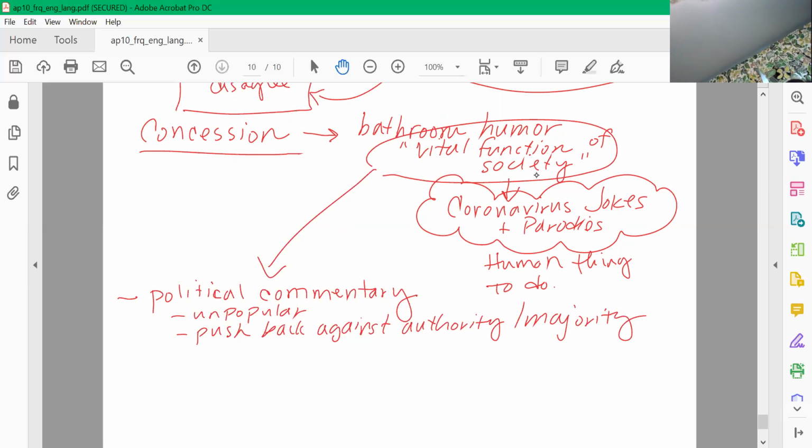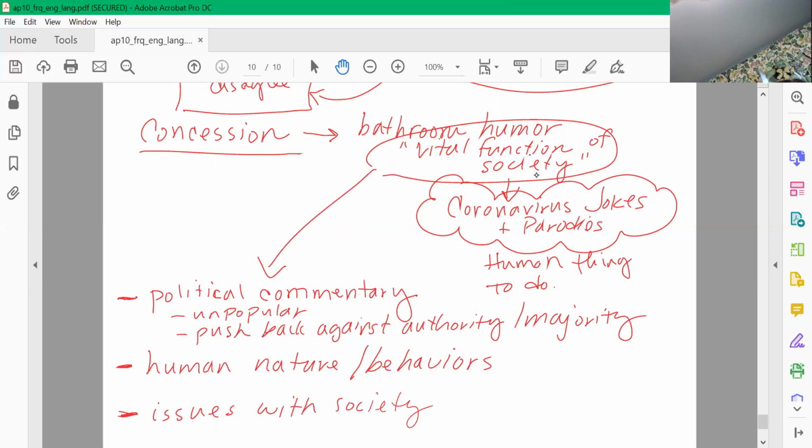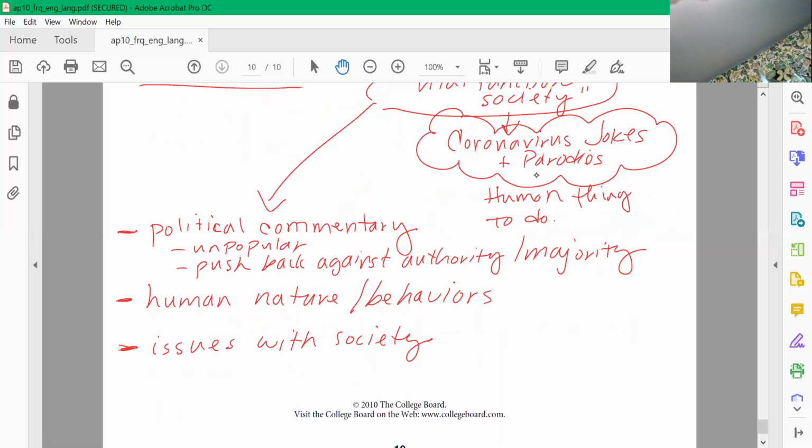I also think about how they can sit there and comment on human nature or our behaviors. And they can also comment on our issues with society, and really criticize those things. So I'm already thinking about that because in my head, I'm thinking about some people. I think about Ellen DeGeneres with her show. Can't even write. Jimmy Fallon also does this a lot too. They often weave them in there.